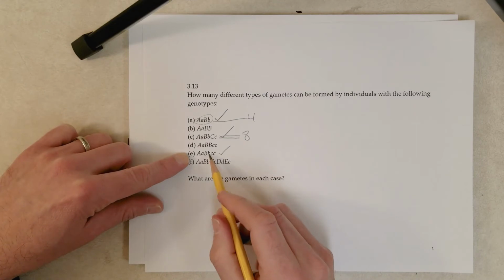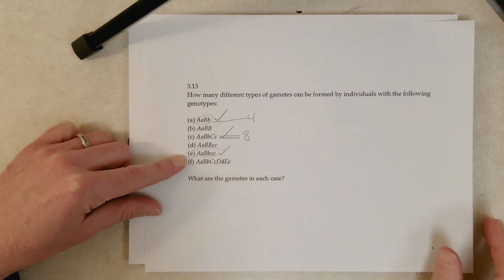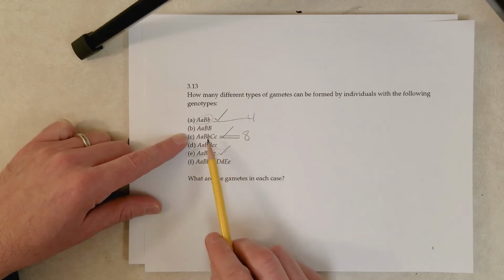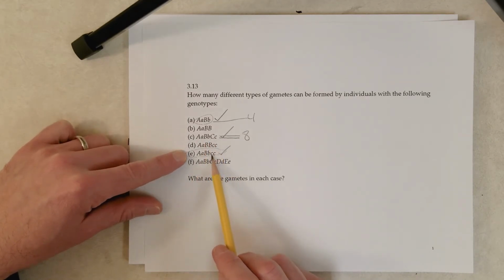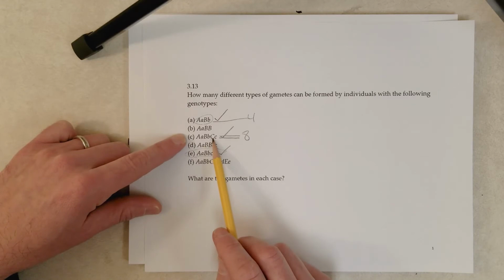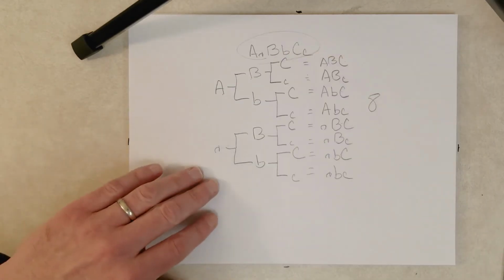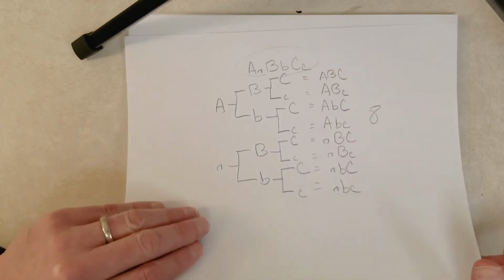Okay, now I also wanted to look at this one right here. So very similar to the individual in C, but this one here was heterozygous for the C gene here. And this one's homozygous recessive. Okay, so the setup is a little bit different.